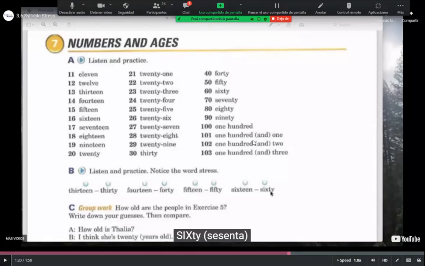Any other question? We see the numbers there, 11, 12, right? 20, 21, 40, 41, etc. Do you have any question there? For example, 100. Repeat, guys. 100.